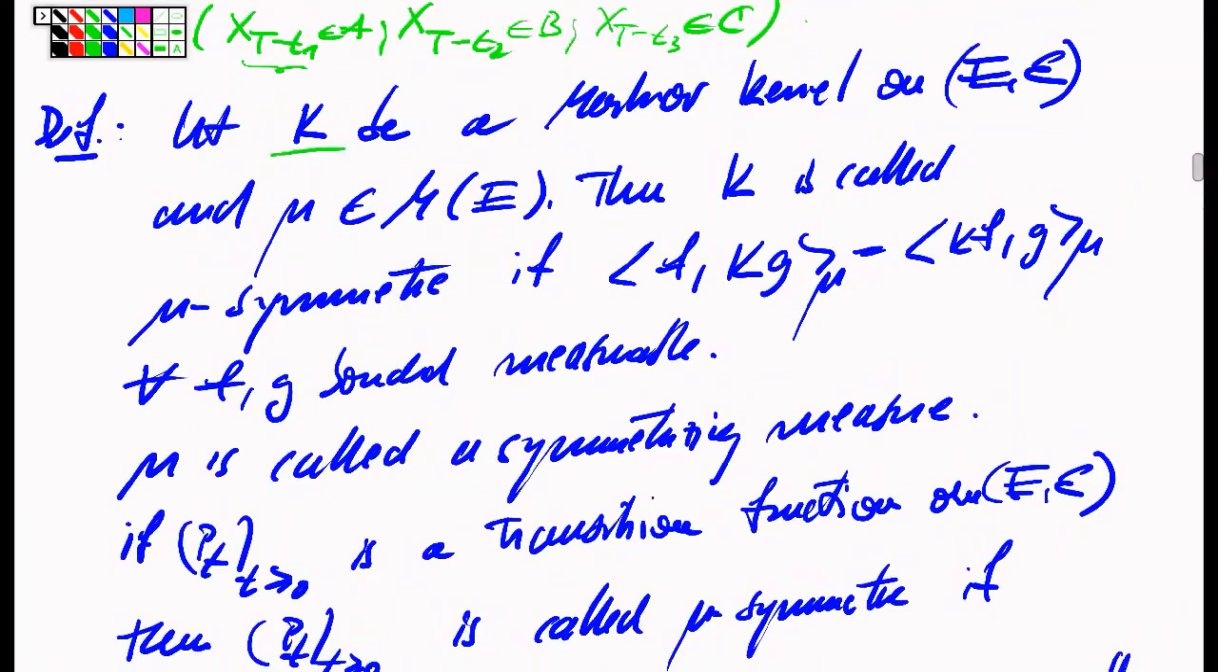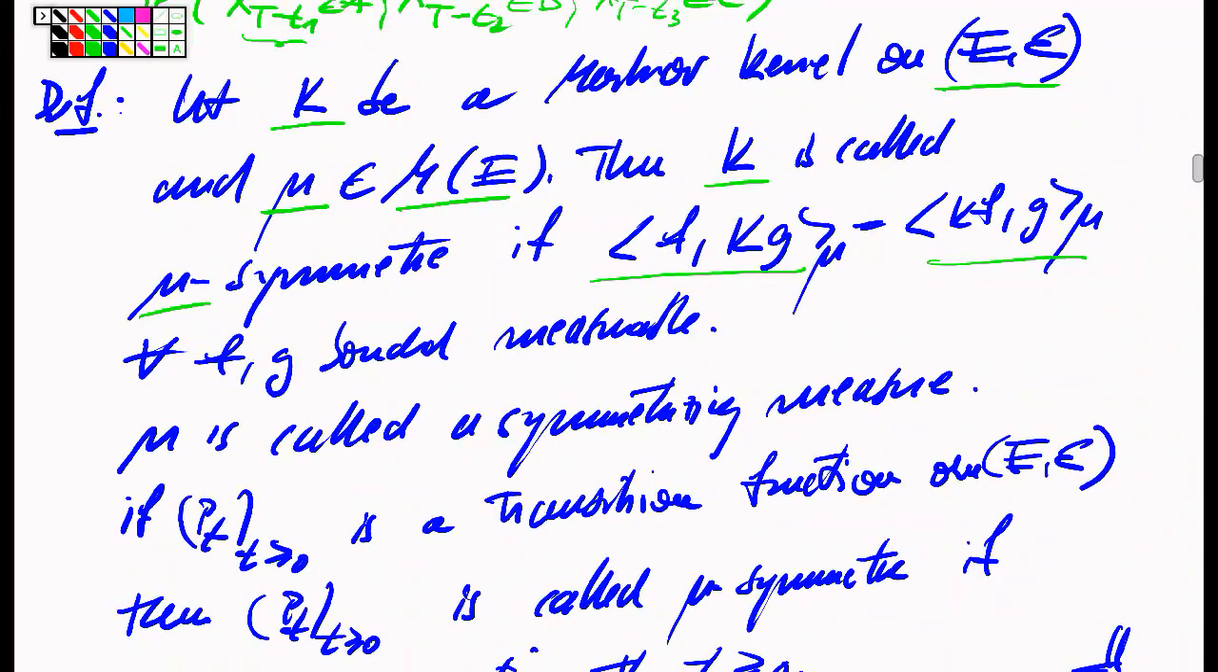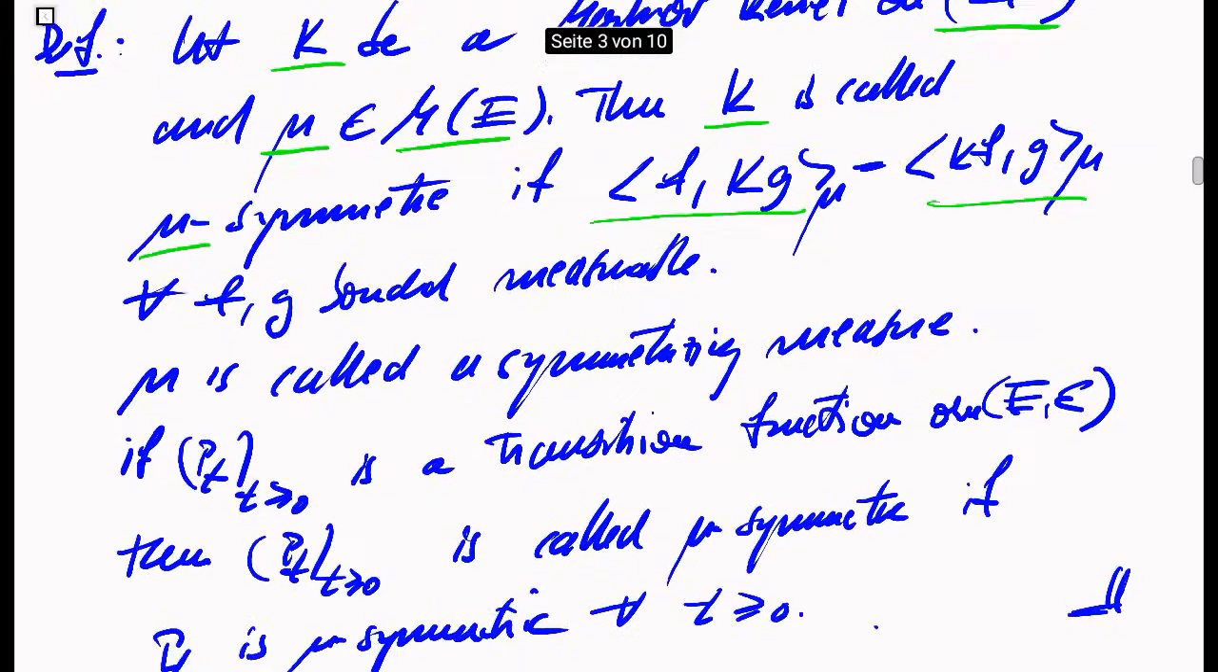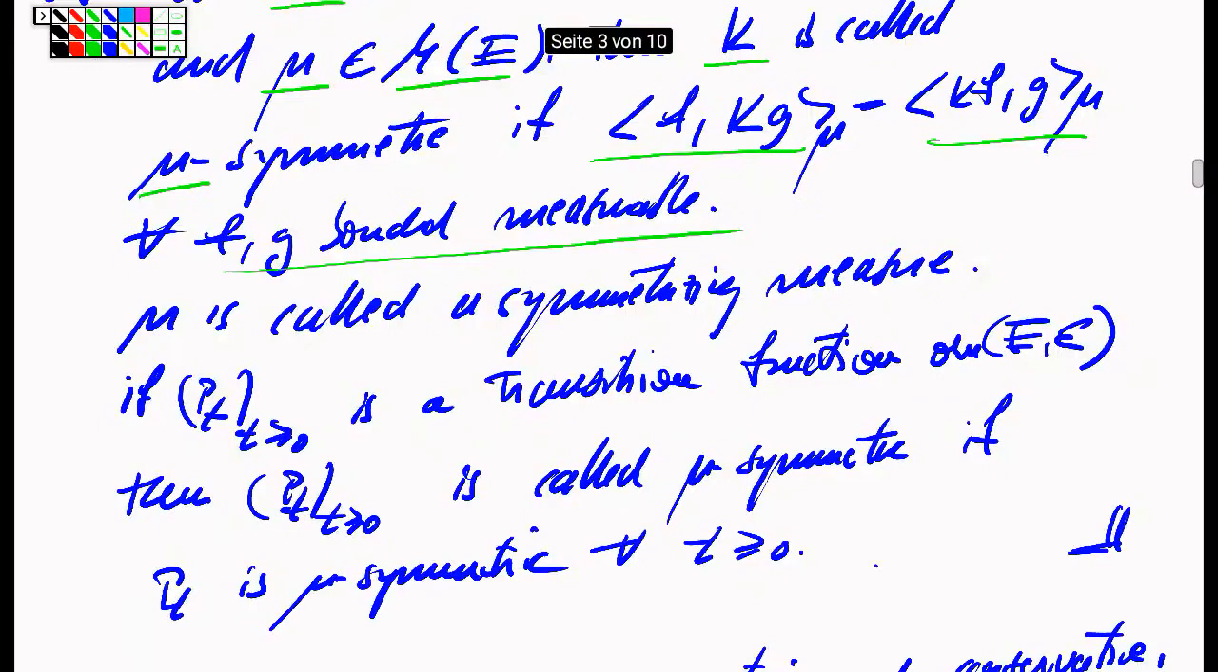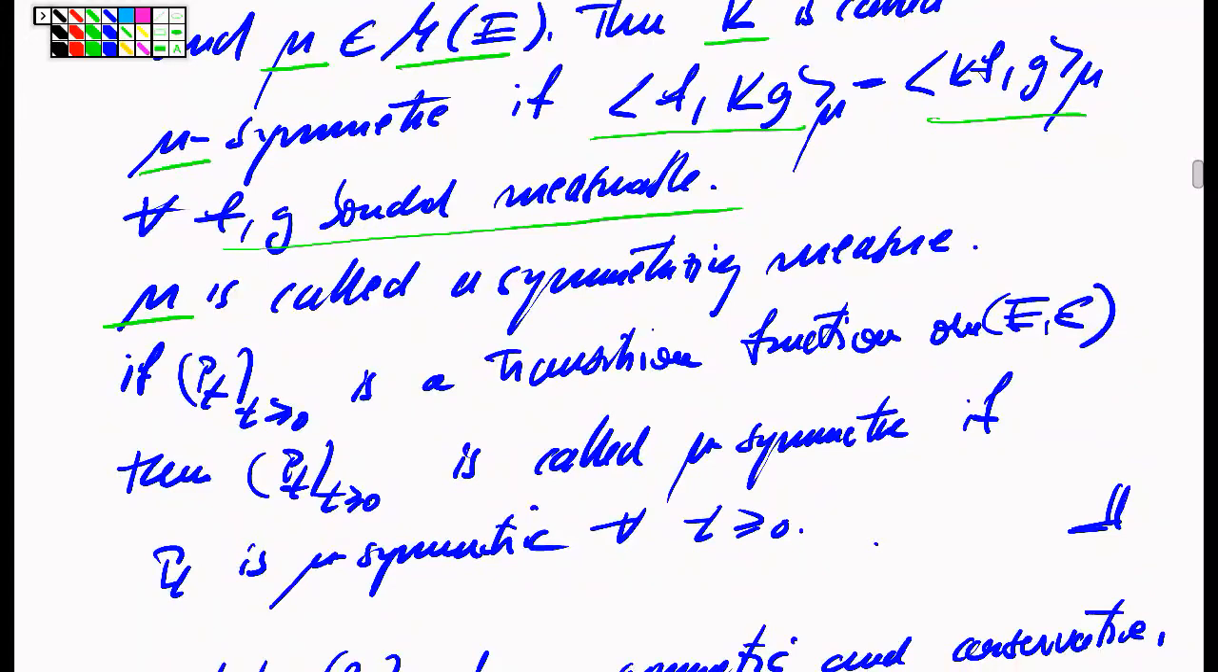So let K be a Markov kernel on a general measurable space, and let mu be some measure. Then the kernel K is called mu symmetric if we have precisely this symmetry condition for the induced operator, which is induced from the kernel as an operator on functions. If this operation is symmetric in this mu-weighted L2 inner product, then we call the kernel mu symmetric. That's correct for all bounded measurable functions f and g. And in this case, mu is called a symmetrizing measure for K.